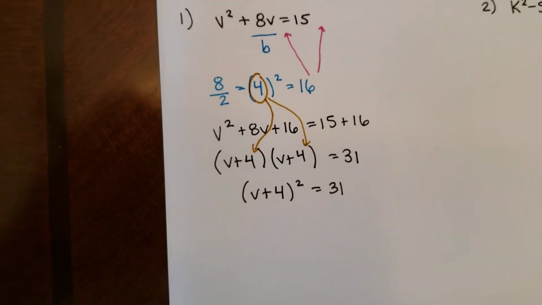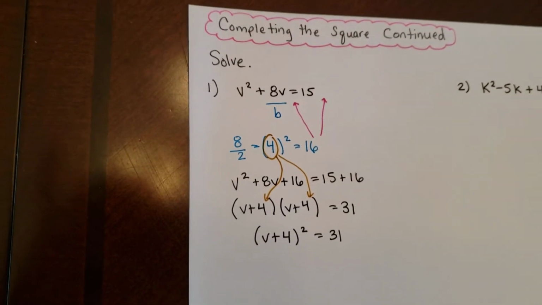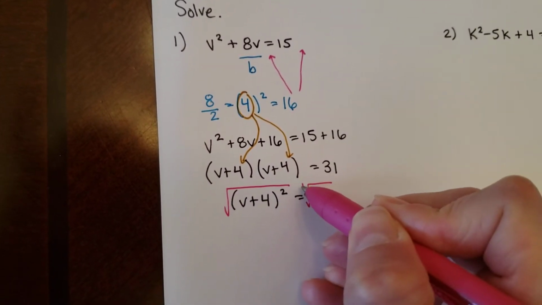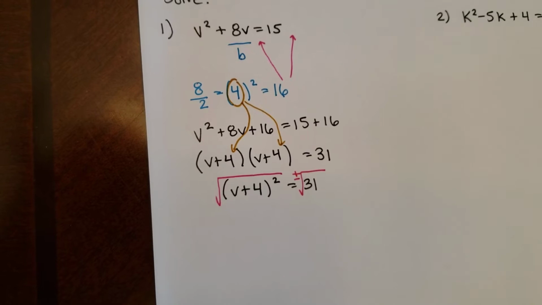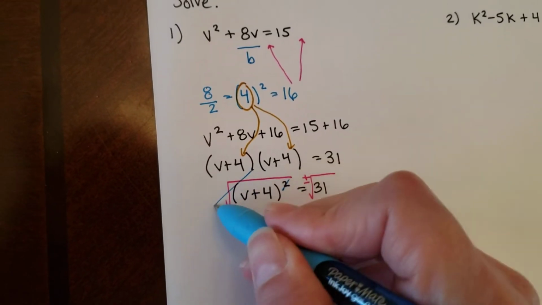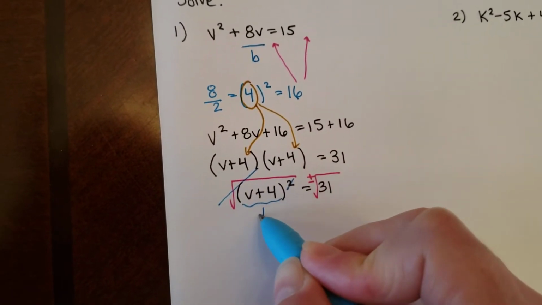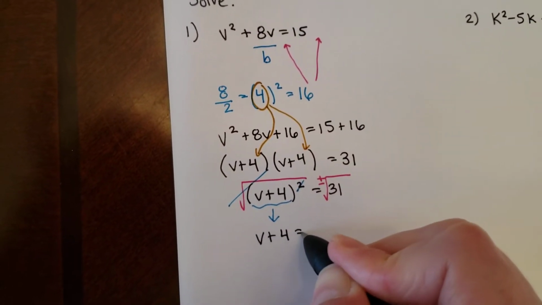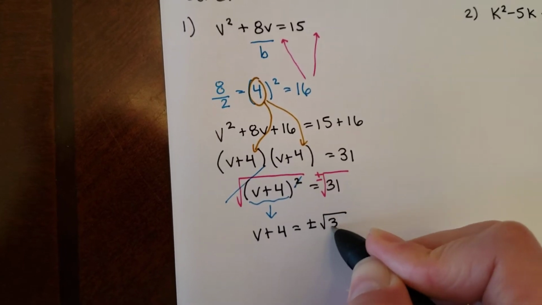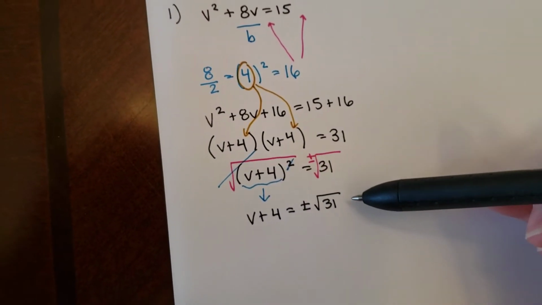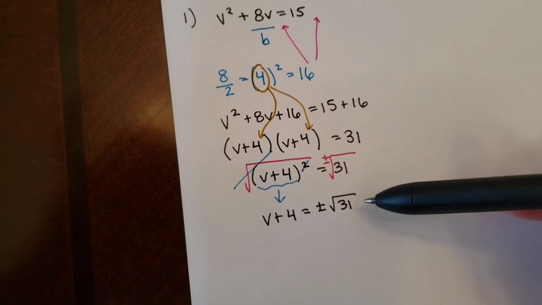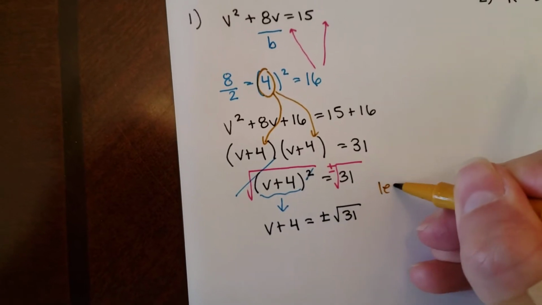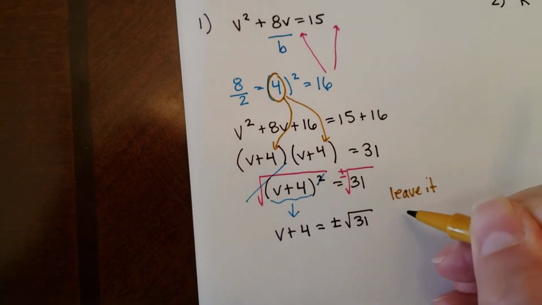And then we talked about last time how in order to get rid of a squared, you're going to square root both sides, making sure to add the plus and minus on the right side. The squared and the radical cancel, so the quantity underneath just drops down. So v plus 4 equals plus and minus square root of 31. Now if you put this in your calculator, you're going to get a decimal, so it means it's not a perfect square. So we're just going to leave it for now, since it's not a perfect square.